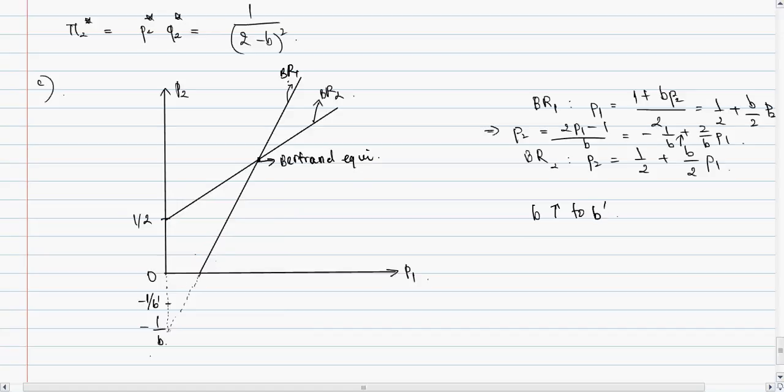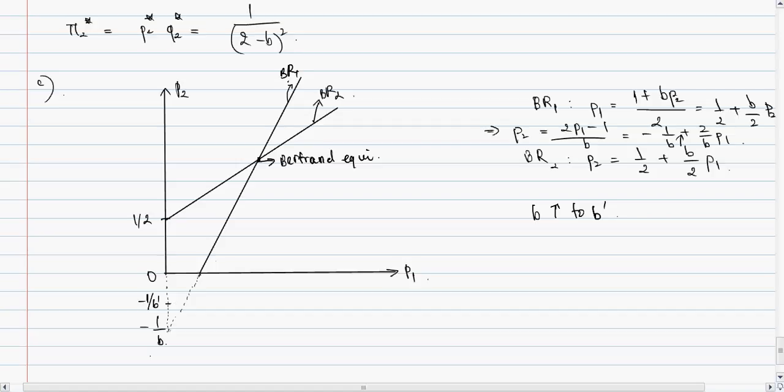Okay, and how about the slope? Here the slope will be 2 on B. If B increases, 2 on B will be decreasing. So the slope will be smaller for the best response function for firm 1, and if the slope is smaller, you know that the line will be flatter. So the best response function for firm 1 will be rotating to the right.